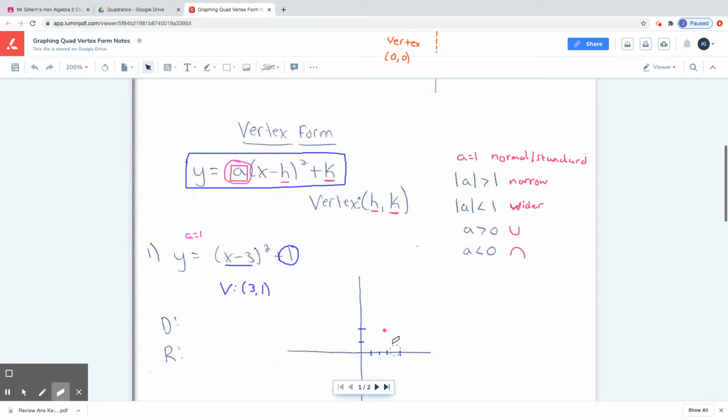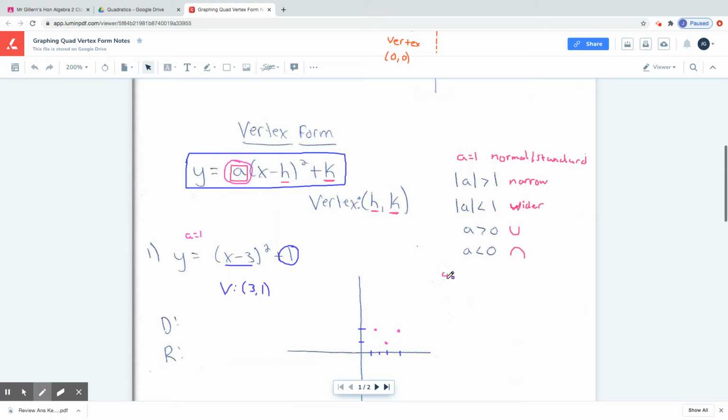And first of all, sorry, this (3, 1) is right here. I'm going to go up 1. You will always go to the right and left 1. So my new points are going to be there and there.